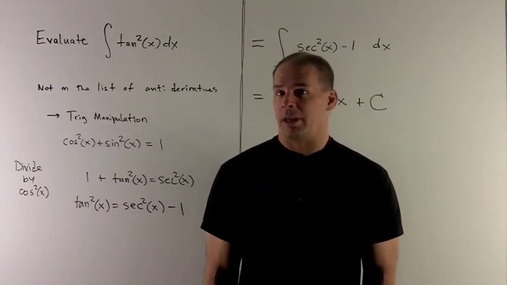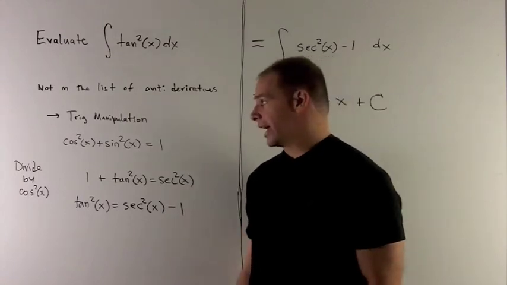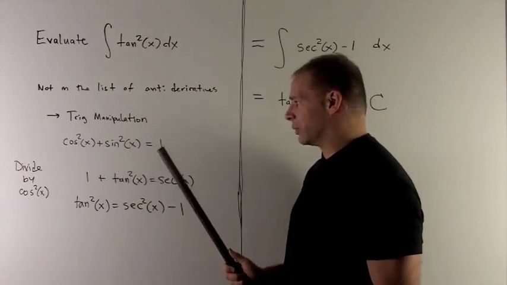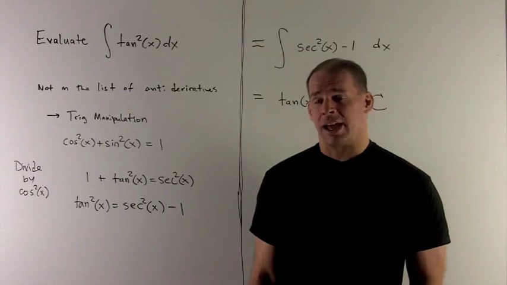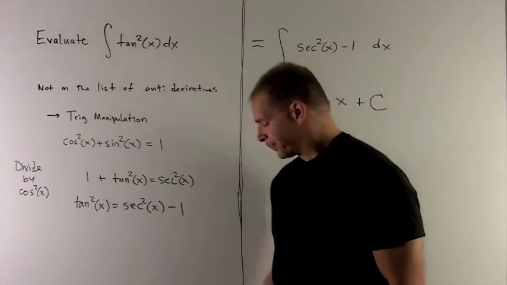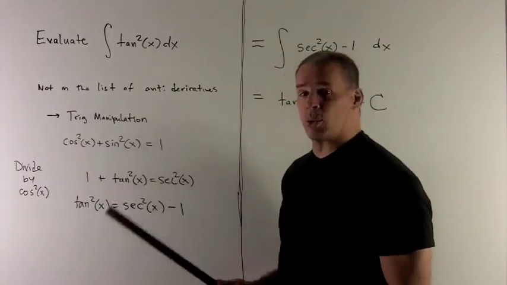For this one, it pays a little bit to know where you're going. So let's start off with the trig identity cosine squared x plus sine squared x is equal to 1. If I want to get tangent squared into the picture, I can divide through this whole entire equation by cosine squared of x. When I do that, I'll get a 1. I'll get sine squared over cosine squared.